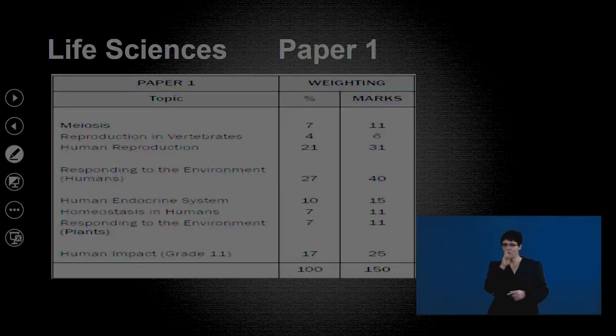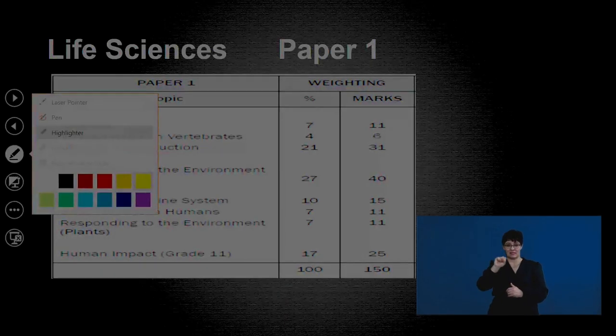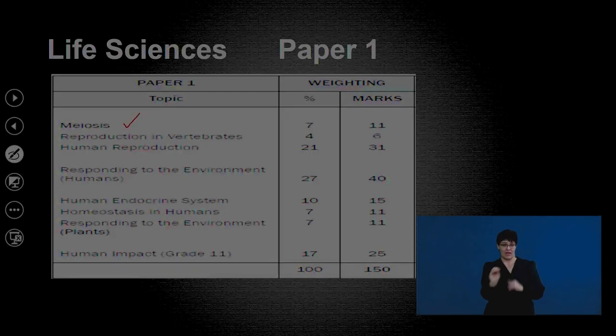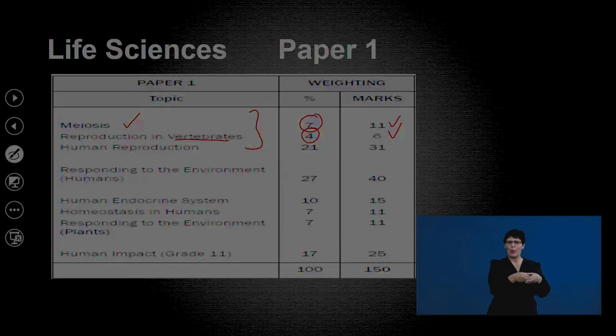Let's look at the percentage and the weighting of these marks per section. We know that meiosis is in both paper 1 and paper 2, and you'll clearly see that in this paper it makes up 7% of the exam, which is approximately 11 marks. Reproduction in vertebrates is 4% of this exam, and it contributes 6 marks. And what's good about learning these smaller sections is that if you learn them well, you have a guaranteed 17 marks that you can easily bank.